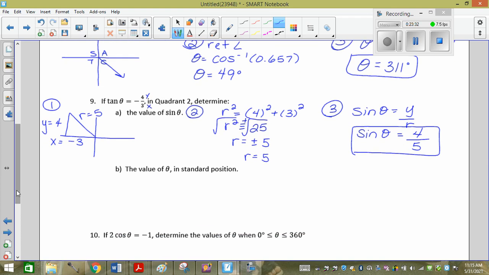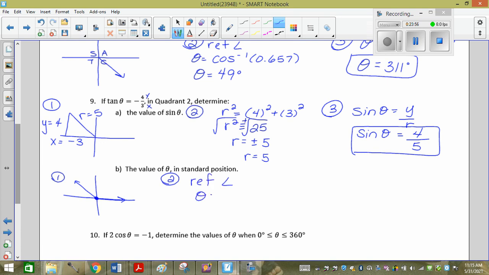So I can give you a trig ratio and ask you for a trig ratio. Or for B, I can give you a trig ratio and ask you for an angle. You do the 3 steps. First step, draw. It's in quadrant 2, so it's here. It started here, and it rotates here. Step 2, get the reference angle.